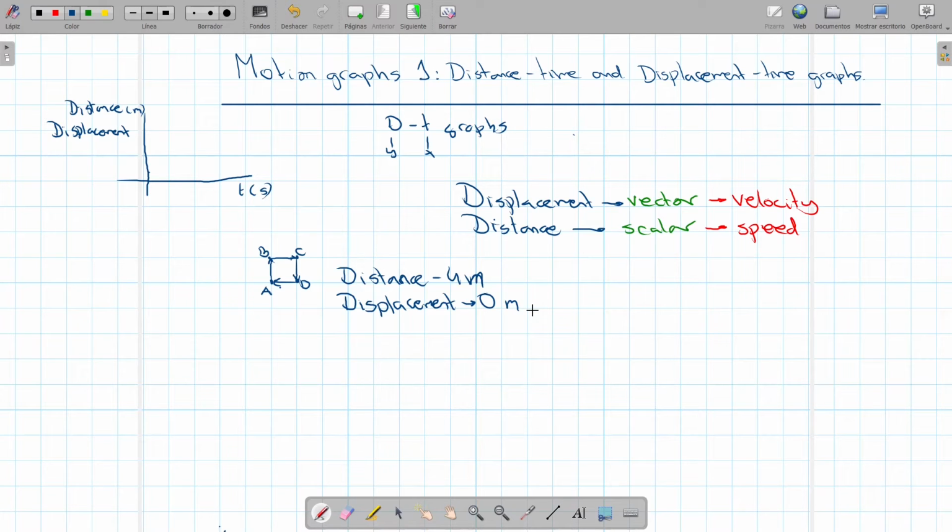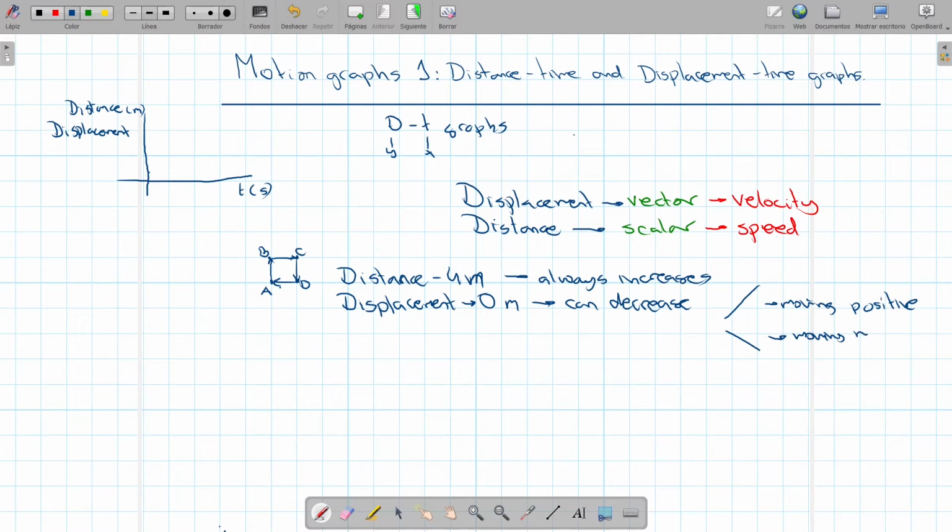So that is an important difference, especially for our graphs, because it basically means that the distance always increases, but the displacement can decrease, because you can have a positive displacement, moving positive. So for example, from left to right is what we normally consider positive, and we can have a negative displacement, moving negative, so in the other direction, from right to left.